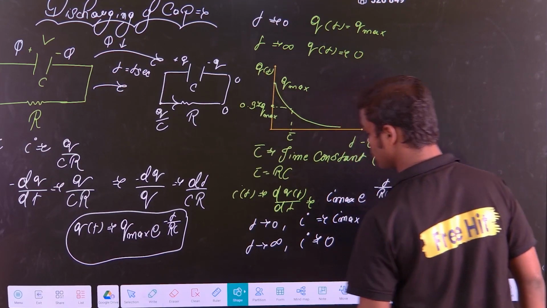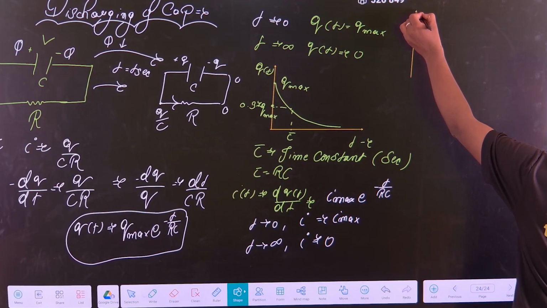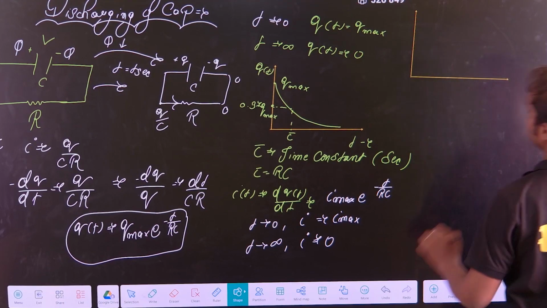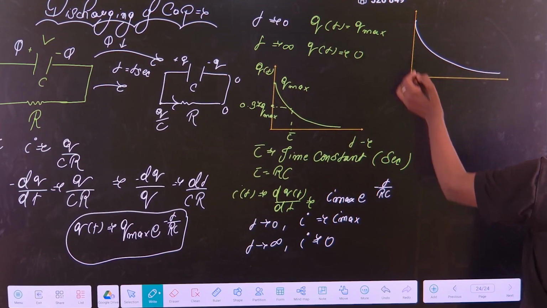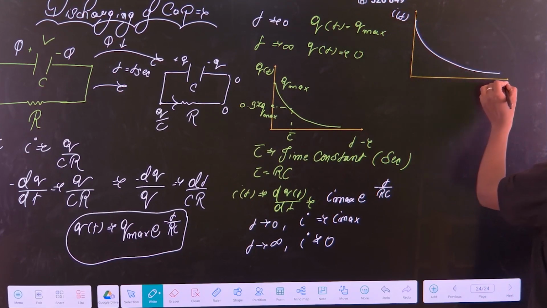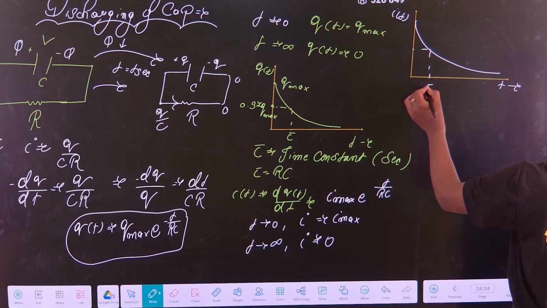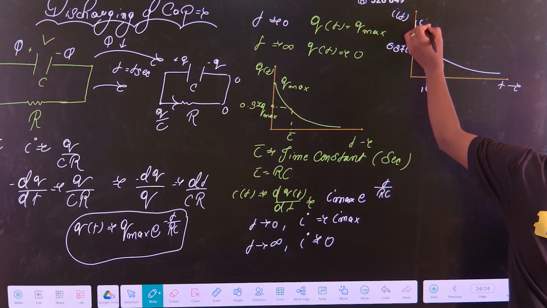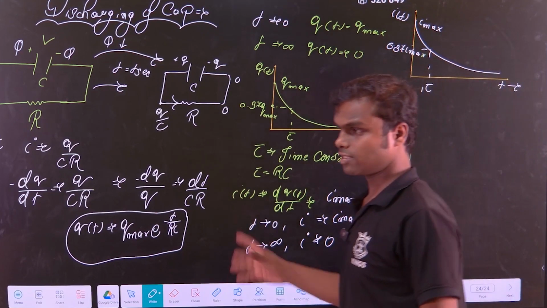So if I ask you to draw the graph of current, you can draw it without any problem, because the equations are the same, so the graph will also be the same. This is I of t, this is time t in seconds, this is 1 tau, and this is I max. Clear? Any doubt? So everything is the same. Clear?